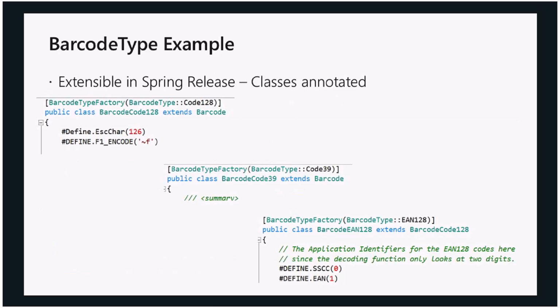To support the previous code, the existing barcode classes were annotated with the barcode type values, thus creating a dynamic and flexible mapping between enum values and classes, instead of the static factory method used previously.